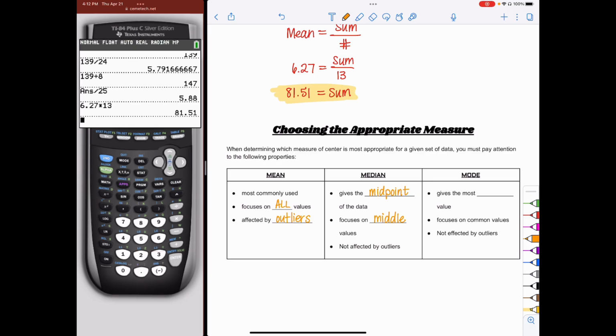So now remember, when we talk about the mode, it gives the most common value, and it's focused only on the common values, and mode is not affected by outliers at all. So depending on what kind of data set you have, that's going to determine the measure of center that you are going to use, depending upon these properties.